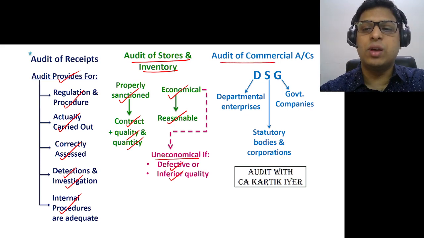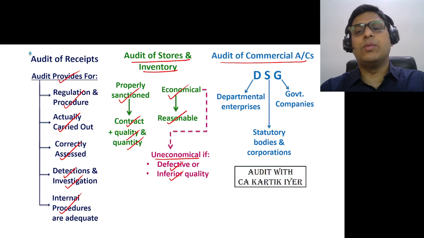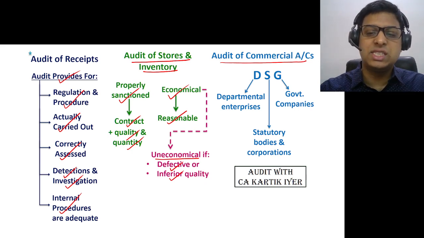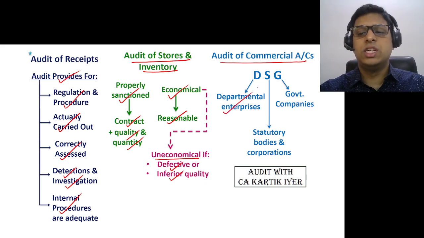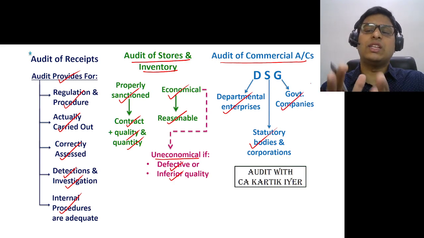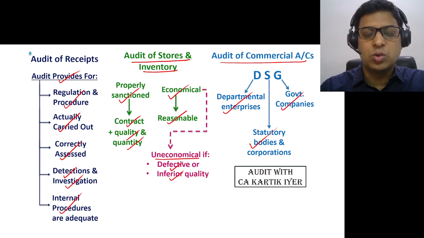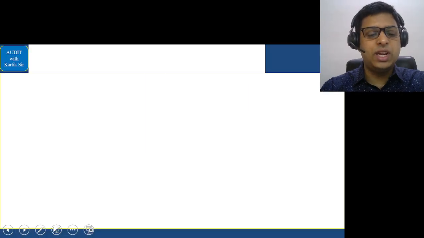Finally, audit of commercial accounts. They have given here that commercial accounts basically means three things, that is departmental enterprises of the government, statutory bodies and corporations of the government, and of course the government companies which are there. They are the three separate departments that they have distinguished this into. Okay. Now this completes our government audit part.